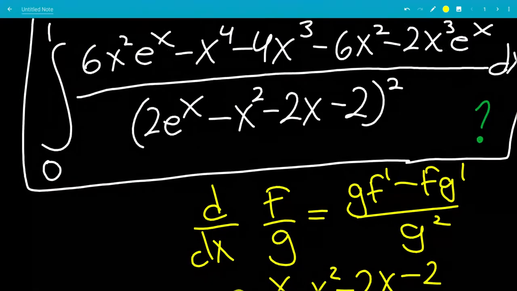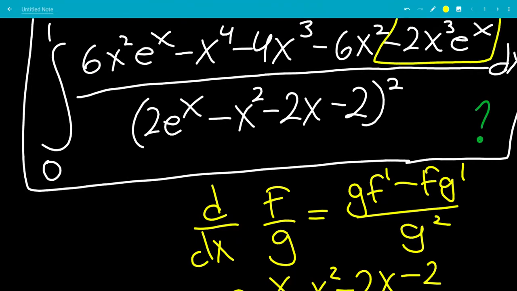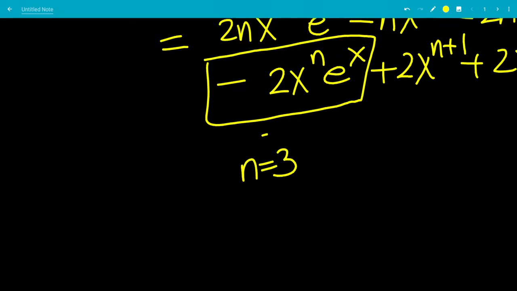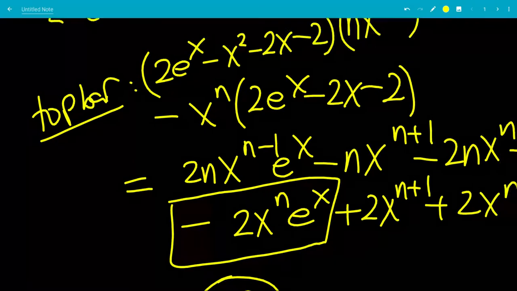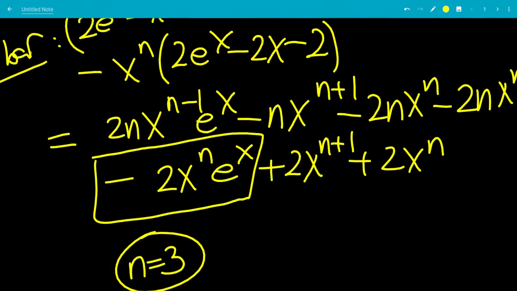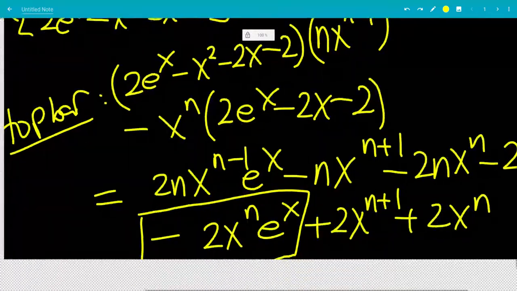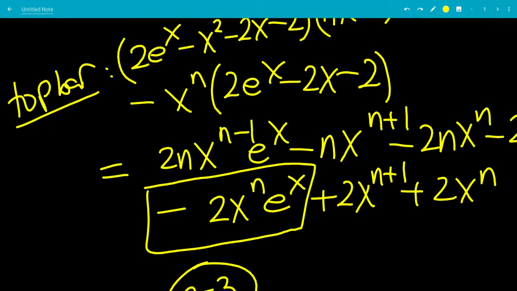Let's look at the top part. We have a minus 2 x to some power n times e to the x, where n is 3 in this case. So why don't we just pick n to be 3 and check it. So n equals 3. Let's check this. So this will be 6, and does that work? Yeah. And then we're going to have 3 minus 1 is 2, and basically you can check the rest for yourself, but it should work, so we're going to use it.